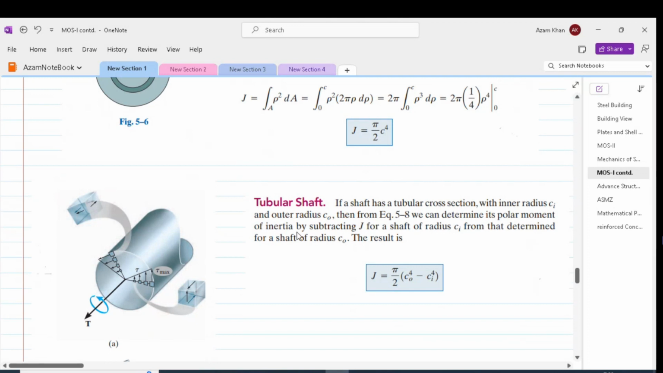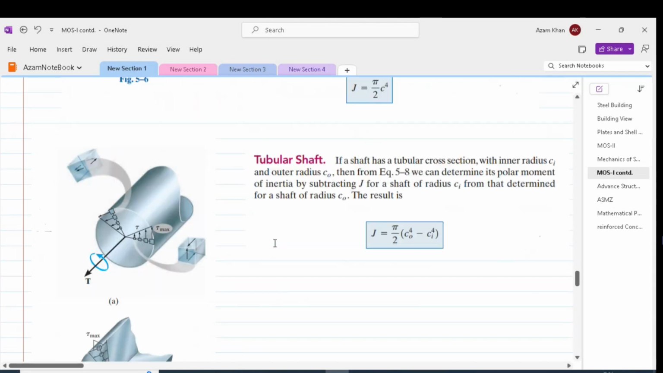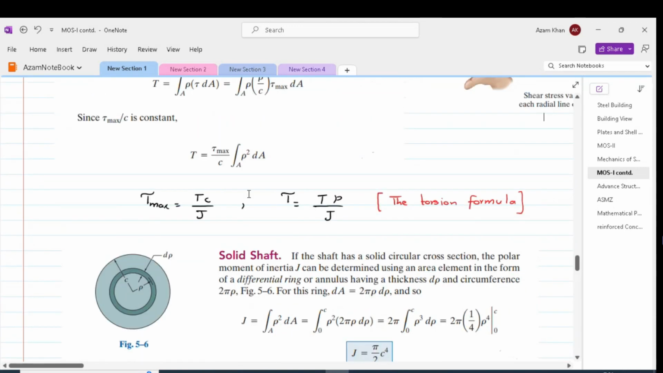If we have a tubular shaft, in that case, our polar moment of inertia would be equal to pi by 2 times outer radius to the power 4 minus inner radius to the power 4. Thus, now we have our torsional stress equation, or the torsion formula, equal to T rho by J.